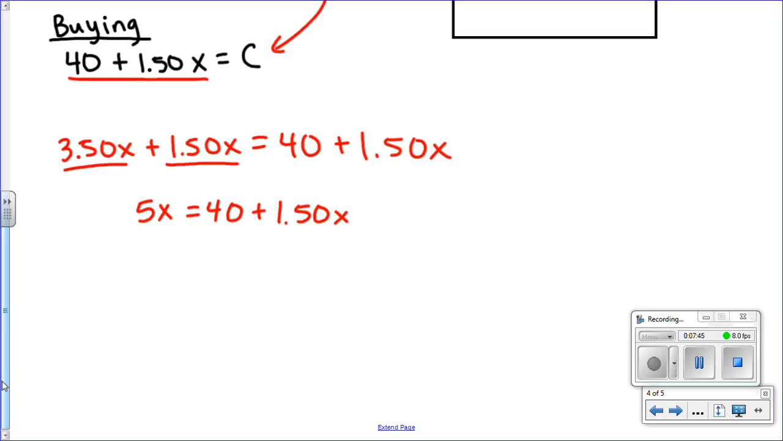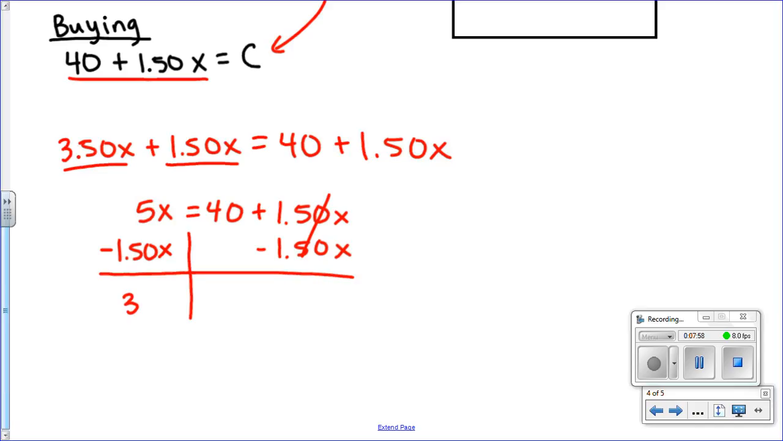Okay, I'm going to subtract $1.50x from both sides. So that gives me 3.5x equals 40. Divide by 3.5.